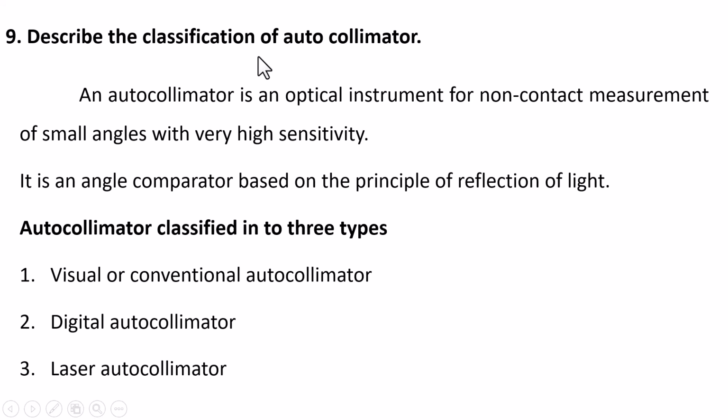Ninth question. Describe the classification of autocollimator. An autocollimator is an optical instrument for non-contact measurement of small angles with a very high sensitivity. It is an angle comparator based on the principle of reflection of light. Autocollimators are classified into three types. First one, visual or conventional autocollimator. Second is digital autocollimator. Third is laser autocollimator.